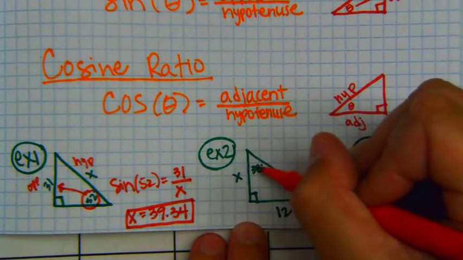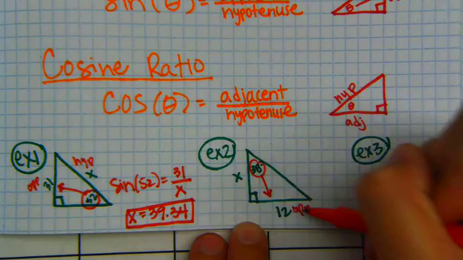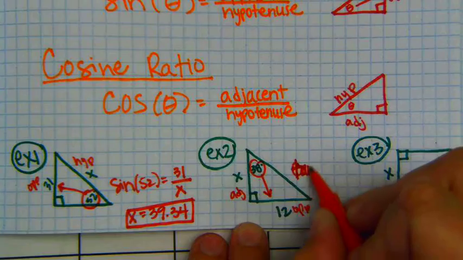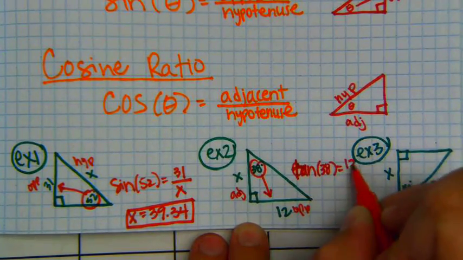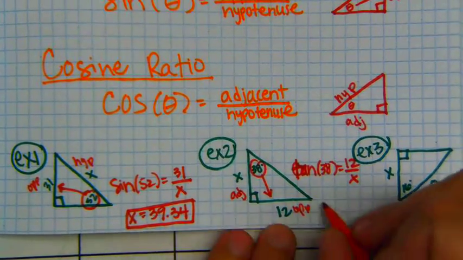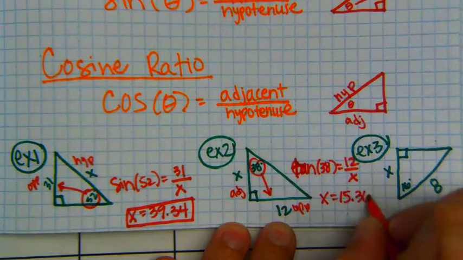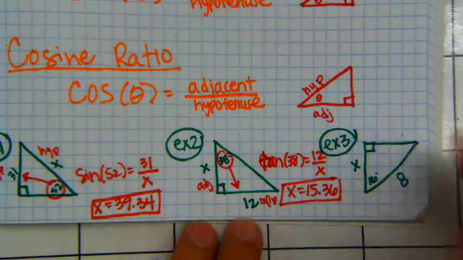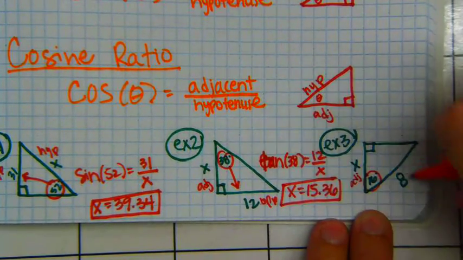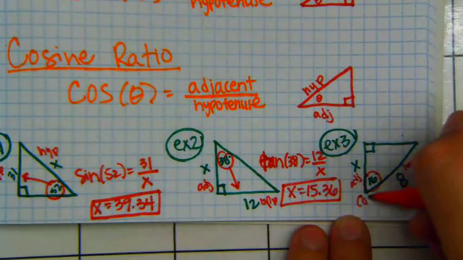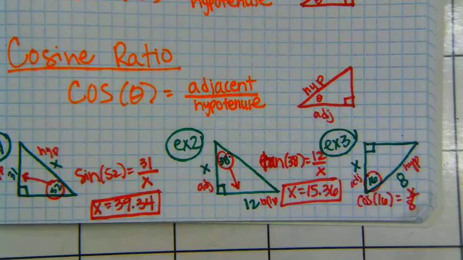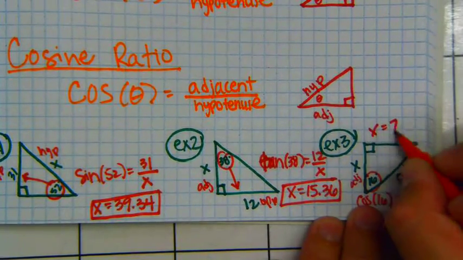The second one, we have opposite and adjacent. So that's going to be tangent of 38 equals 12 over x. So this is going to be 15.36. And then the last one, we have adjacent and hypotenuse. So that's going to be cosine of 16 equals adjacent over hypotenuse. And that's going to be 7.69.